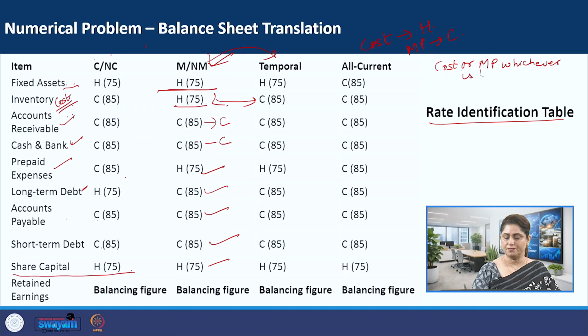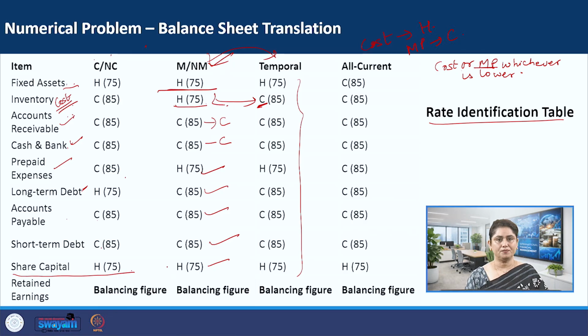Whichever is lower. Now, since the current rate has been given, there is a probability that the inventory was valued at the market price. So, everything else in the temporal method is the same as in the monetary and non-monetary method.